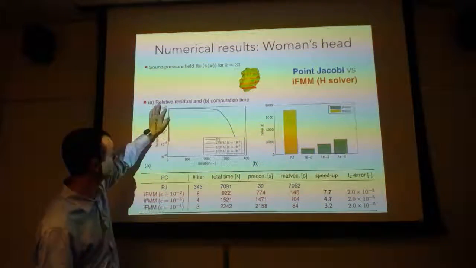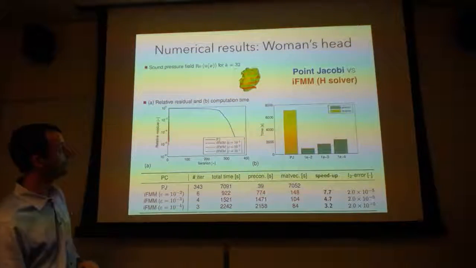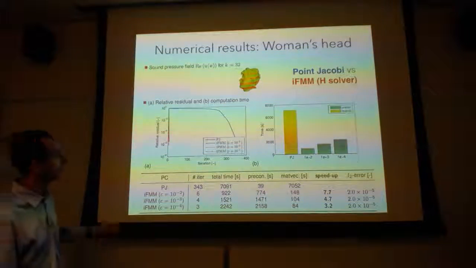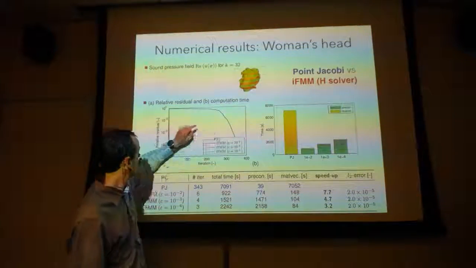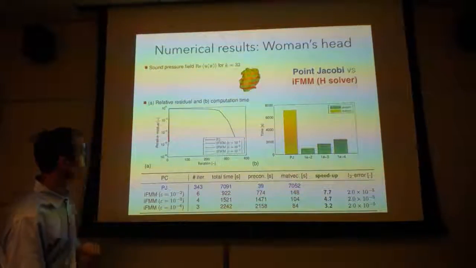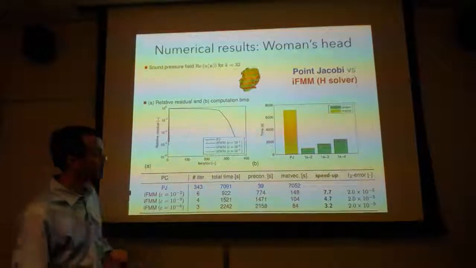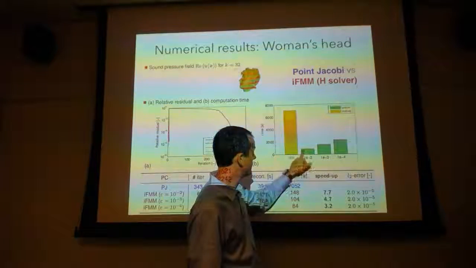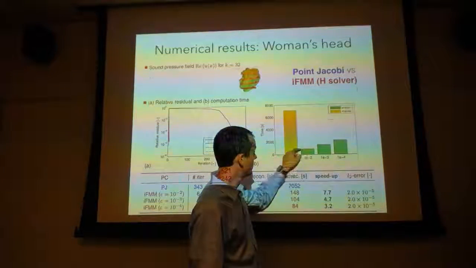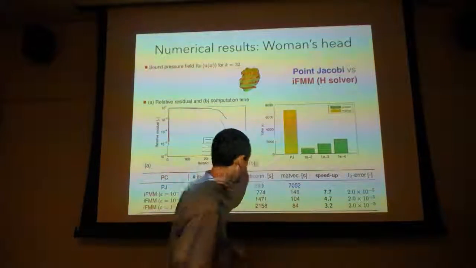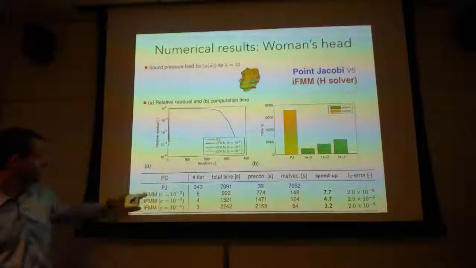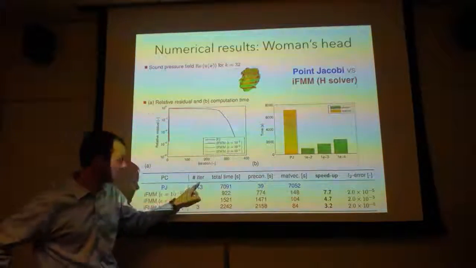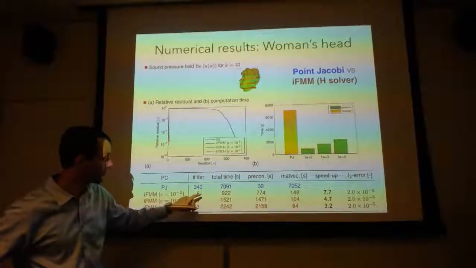Because it's an indefinite problem with this wave number and oscillatory solutions, the convergence is very, very slow. Whereas with the hierarchical solvers, we get something very fast. The cost of the preconditioner is quite high. This is the time it takes to build the preconditioner, but then you get a very fast solve. For example, this is point Jacobi. Each iteration is very fast, but you just have a lot of them. So total time is quite large.